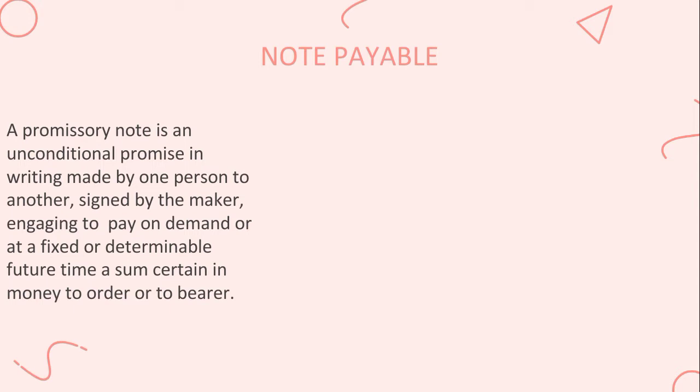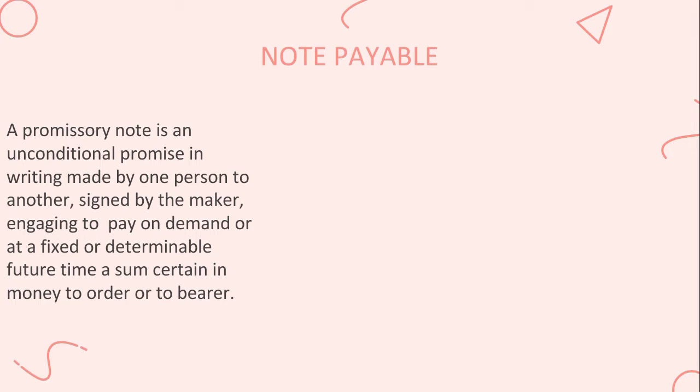So what do we mean by maker? The maker is the issuer, the debtor, the one who borrows money, engaging to pay on demand or at a fixed or determinable future time. So what is the difference between the two? When we say pay on demand, the bearer or the creditor has the authority to request the maker to pay the debt.